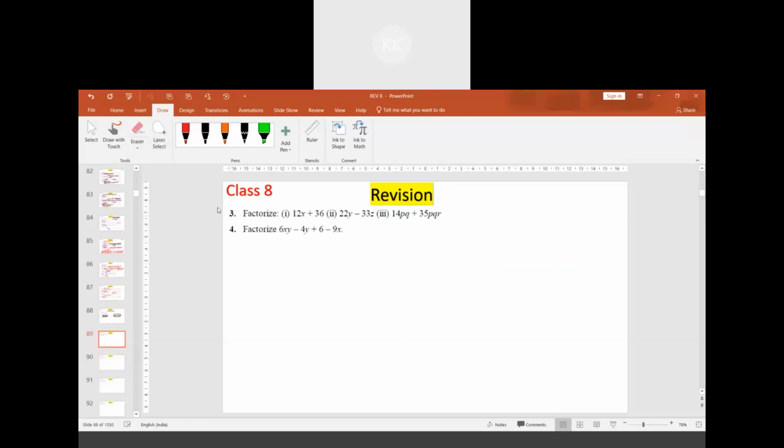Next, in question 3, there are 3 sub-questions. These questions were there in MCQ, I don't remember. If 6 is taken common, it is 2x plus 6. We can take 12 as common, so 12 into x plus 3. In this, 11 was common, 2y minus 3z. In these 2 terms, 7 is common, so 7 into 2p plus 5r.